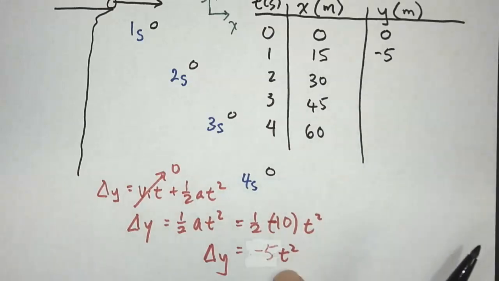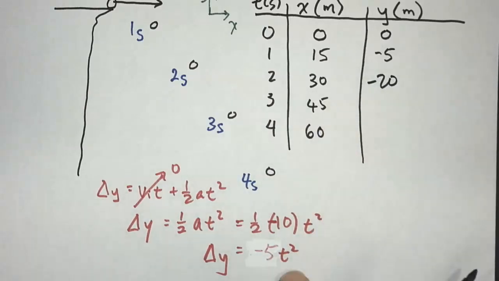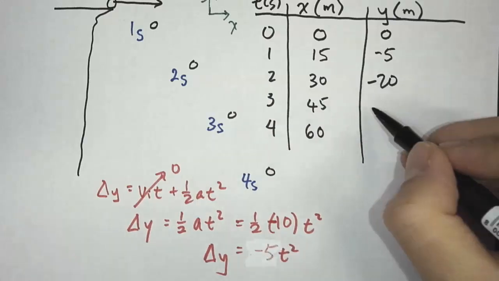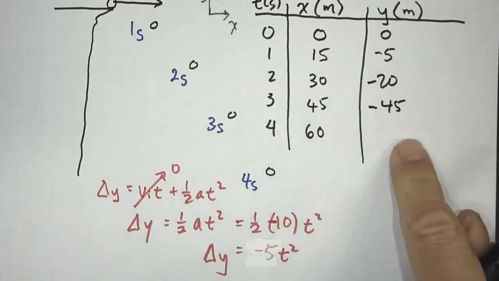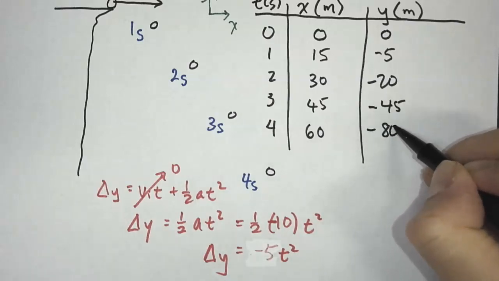How about 2 seconds? 2 squared is 4, and 4 times 5 is 20, so it's negative 20. How about 3? 3 squared is 9, and 9 times 5 is 45, so negative 45. The next one, you may need a calculator, but 4 squared is 16, and 16 times 5 is 80. There's a negative, so it's going to be negative 80.